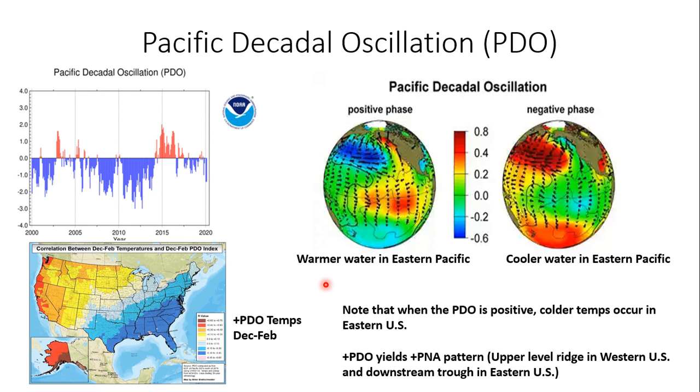All right, so here's some big notes here at the bottom. Note that when the PDO is positive, we generally have these colder temperatures across the eastern United States. And one other important note is with a positive PDO, it generally yields a positive Pacific North American pattern, a PNA pattern, where that favors the upper level ridge and warmest temps in the western U.S. and a downstream trough in the eastern U.S. So this really does tie in together. The PDO phase and the PNA pattern, Pacific North American pattern, they tie in together. That impacts the orientation of that long wave, the jet stream overall, the axis of the jet stream.